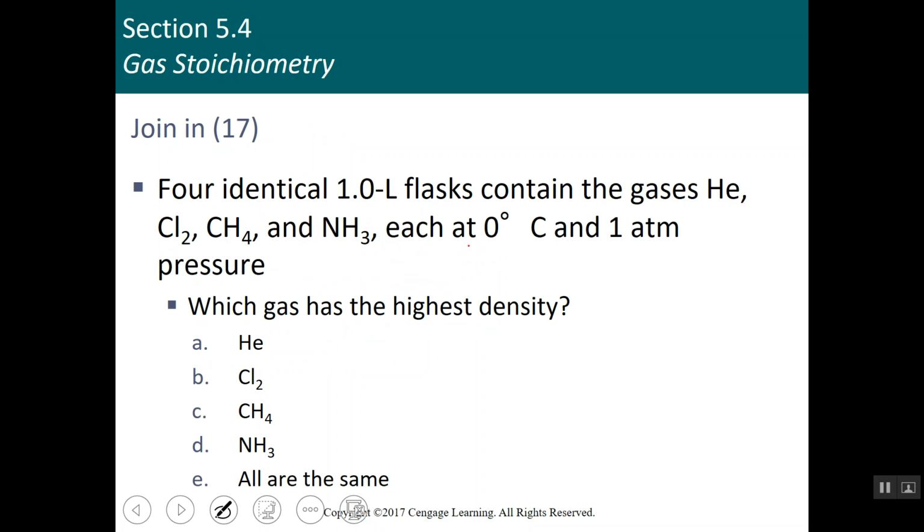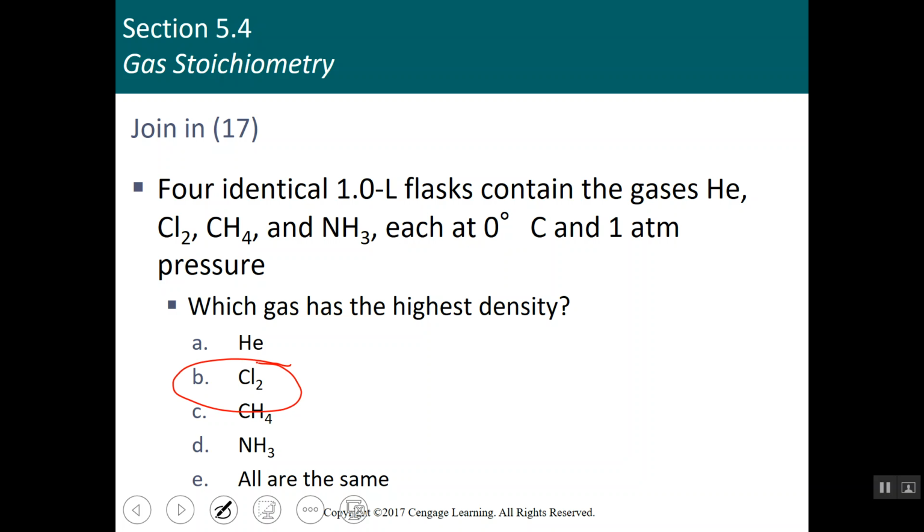And the last join-in question: 4 identical 1-liter flasks contain gases helium, chlorine, methane, and ammonia, each at 0 degrees Celsius, 1 atmosphere. So they're all at STP. That means they have the same number of moles because they are all at the same volume. Which one is going to have the highest density? It's going to be the one with the greatest molar mass. And so in this case, it's going to be chlorine.